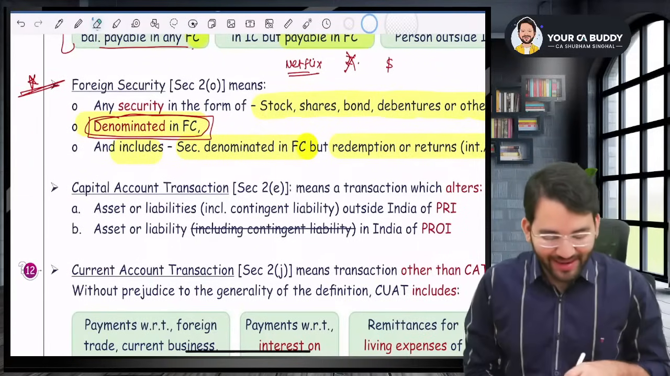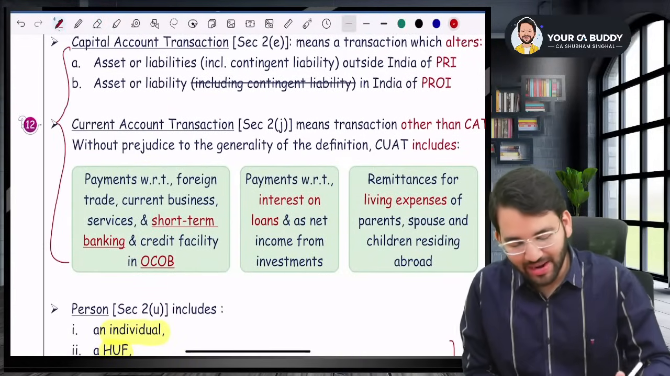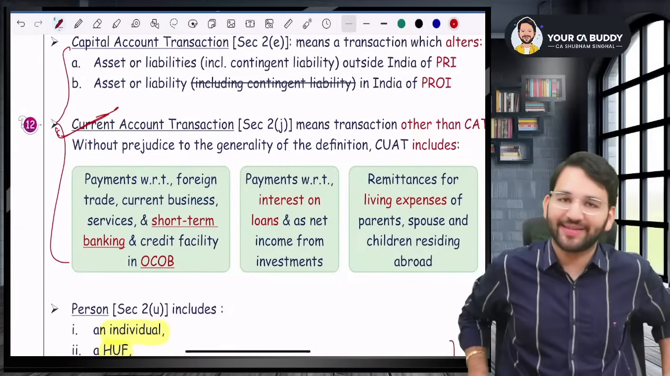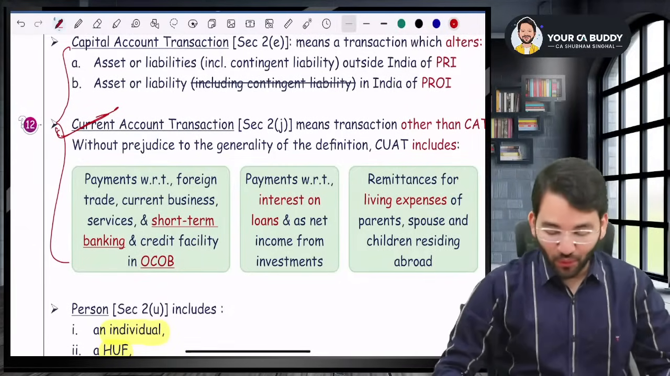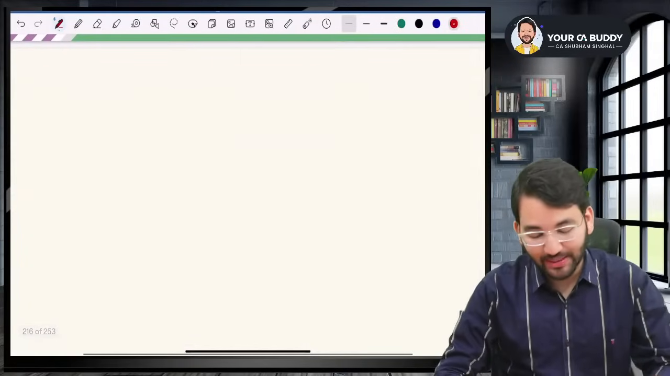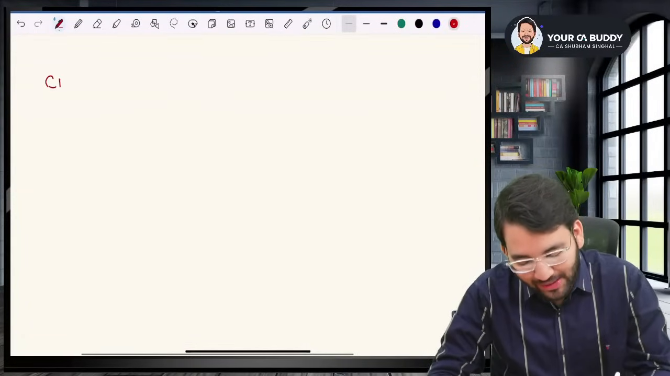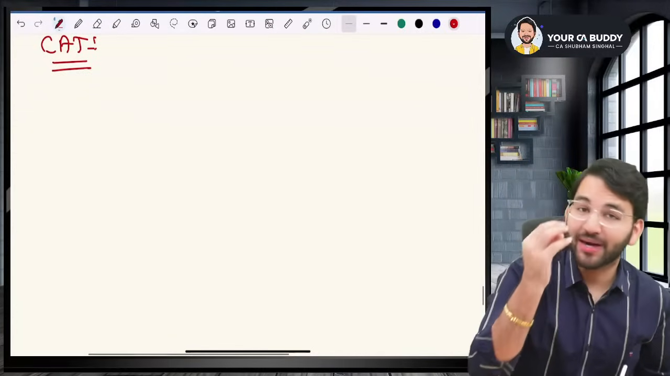Okay, moving to the next two most important definitions, very, very important. In fact, this was recently even asked in your exam. Current account transaction. Listen to me very carefully, sir. If you want, you can scribble along with me. What is capital account transaction? You can scribble along with me, or pay attention.